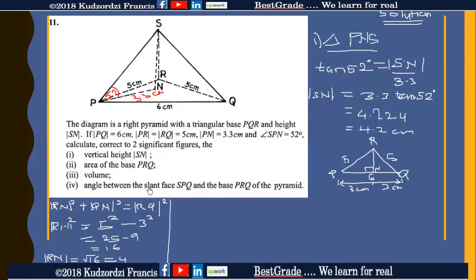So now that this is 4, we know that the area of the isosceles triangle will be equal to half base times height. The base is 6, so half times 6 times the vertical height, which is 4. So this will give us 3 times 4, which is 12 centimeters squared.